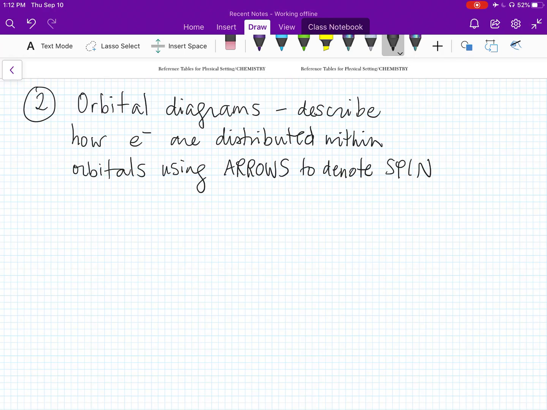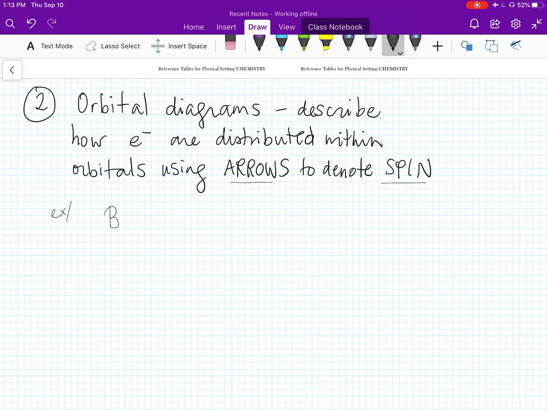In this lecture, we're going to discuss the second type of energy level diagram, which is orbital diagrams. Orbital diagrams are more informative than electron configurations, but the best way to make them is to write the electron configuration first and then fill in the orbital diagram. The orbital diagram describes very specifically how electrons are distributed within individual orbitals using arrows to denote spin. So the best way to illustrate this is to just give you a bunch of examples.